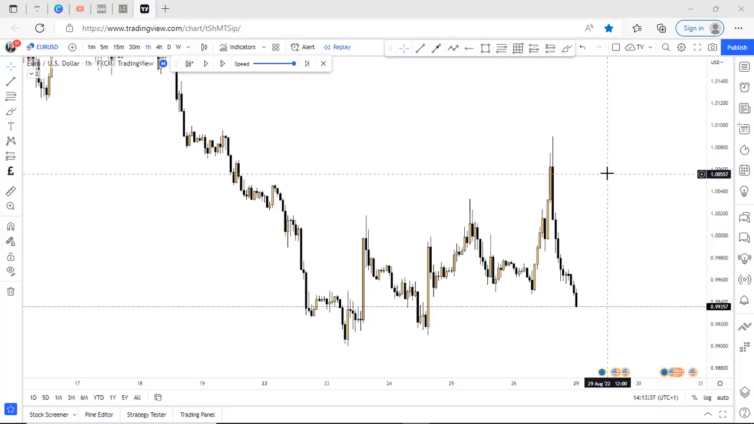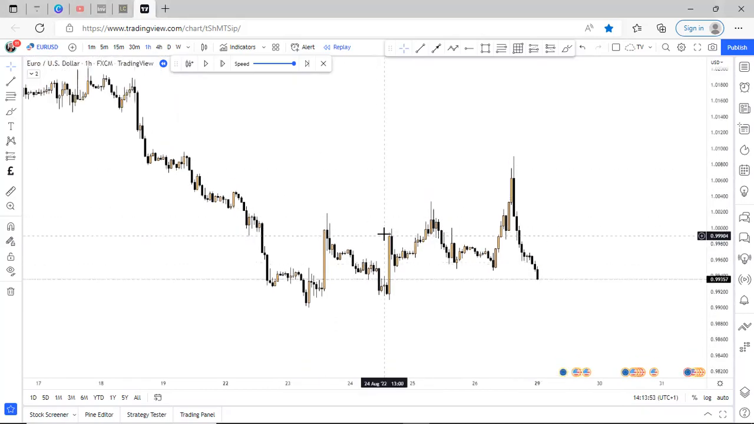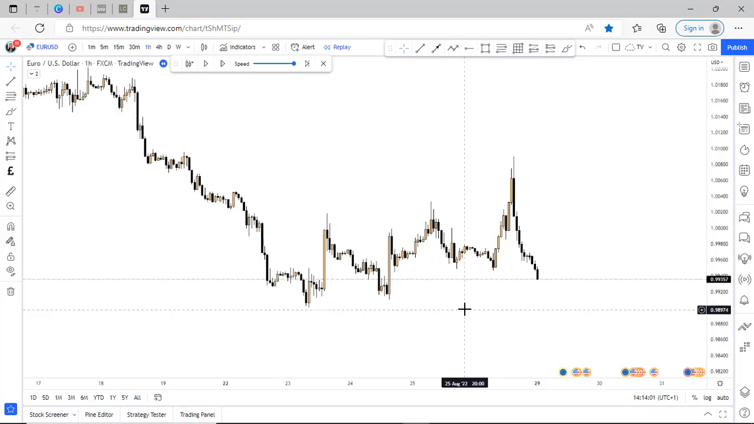This will allow for more room for you to be able to use a better lot size and also to get confirmations on your trade. Okay, so most of the time you want to start your analysis from the higher time frame. Okay, this will allow you to understand the trend and know where price is heading to.